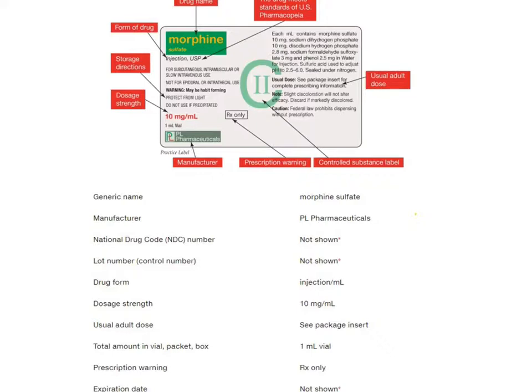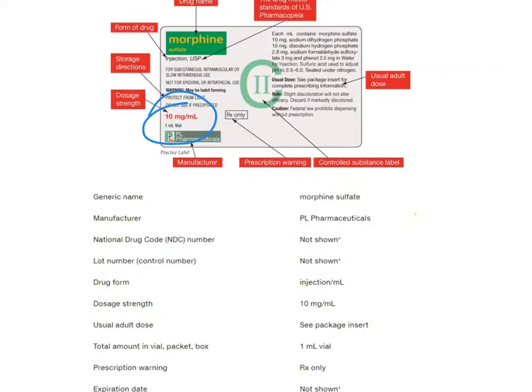Now, the dosage strength, so I mentioned this to you guys earlier. I do want to point out that here it's telling us how much is in every single milliliter. On any liquid medication, you might see that little slash there, so the 10 milligrams slash milliliter. That means that there's 10 milligrams in every 1 milliliter of this morphine sulfate. So every injection of 1 milliliter would provide a patient with 10 milligrams of that pure morphine.